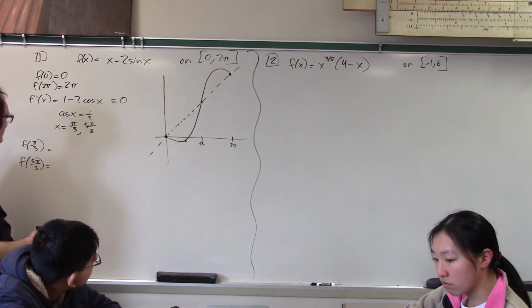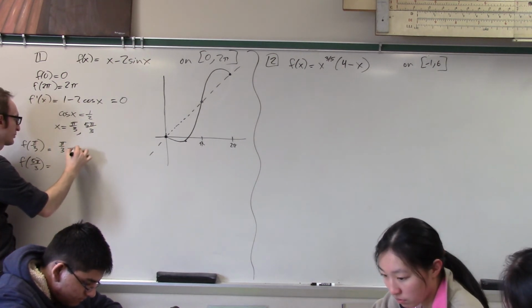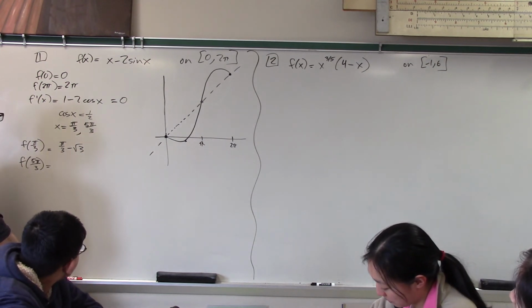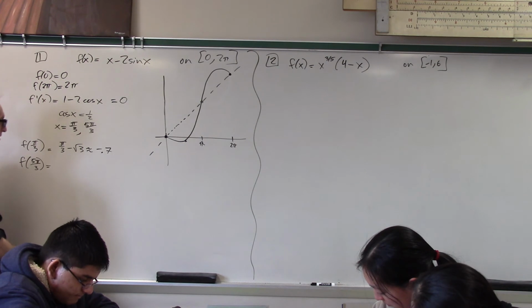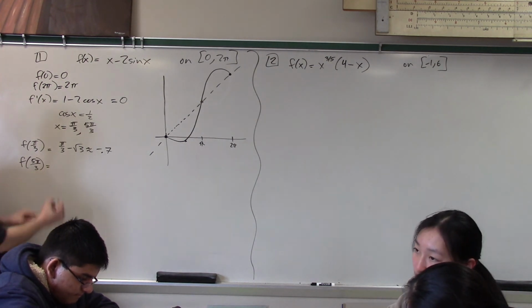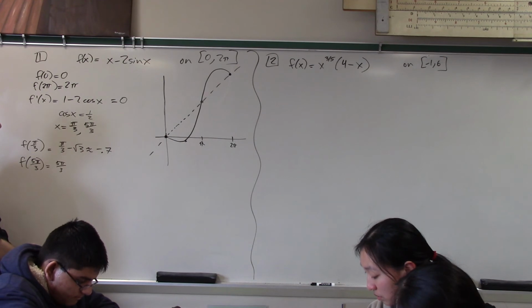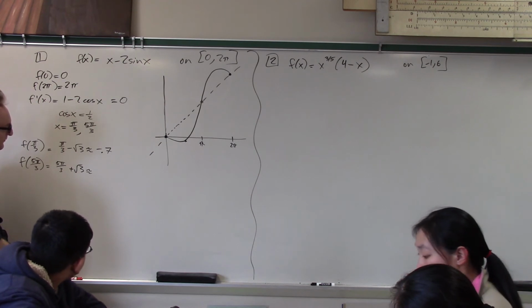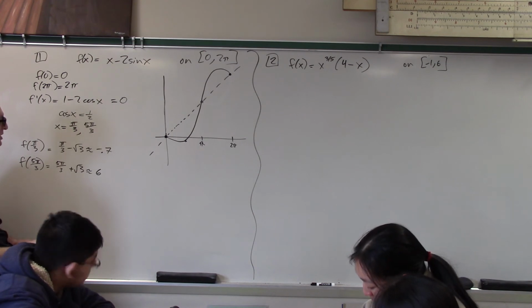I haven't actually done this yet. If I plug in, it's like pi over 3 minus root 3. Are you guys getting what I'm getting? It's a slightly gross number, approximately negative 0.7. And then this is 5 pi over 3 plus root 3, right? That is like 6 or something. Not really sure. No, it's like 6.7.